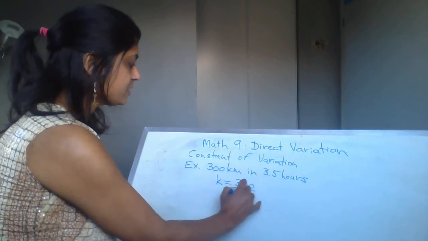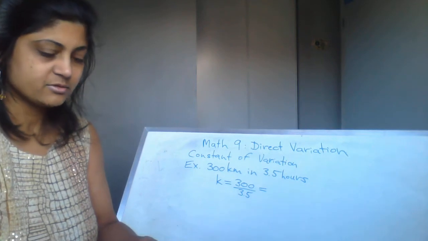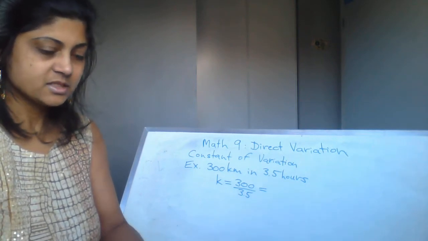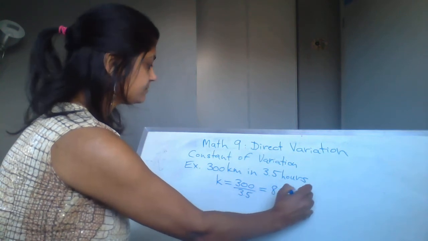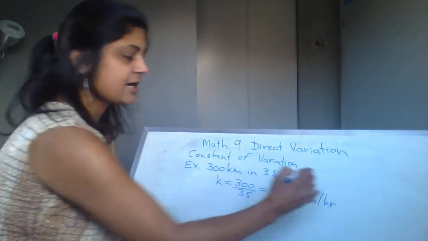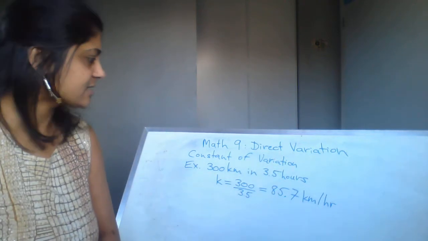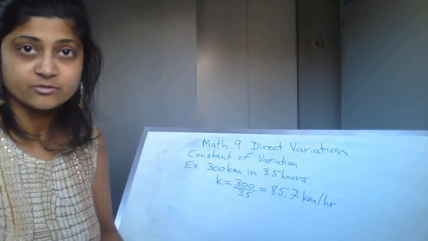So we're going to do 300 divided by 3.5. And you see that we're getting 85.7. Let me write the units. This is kilometers per hour. And so basically, this is how I would actually determine the constant of variation.